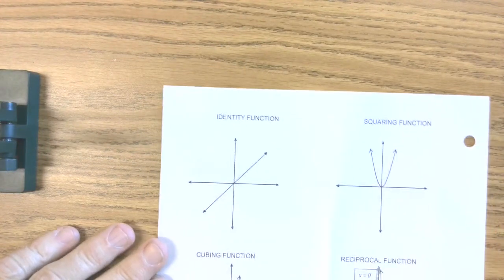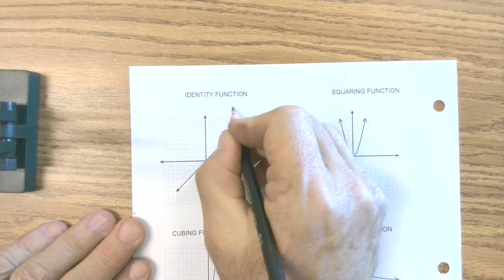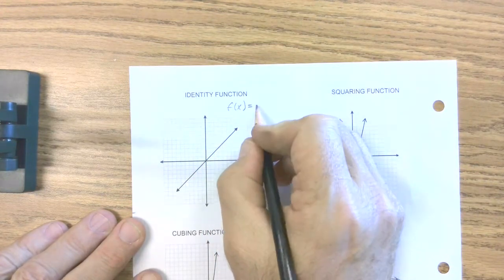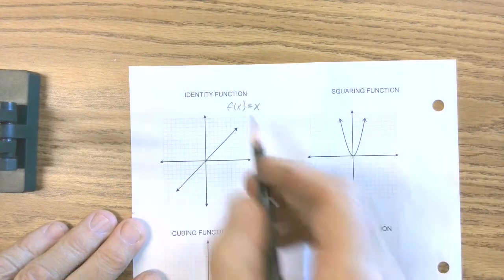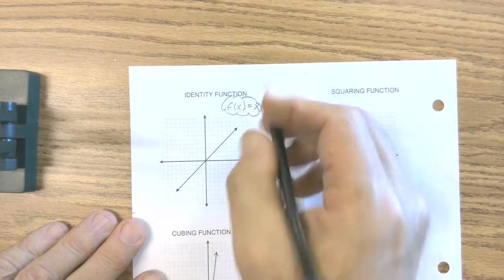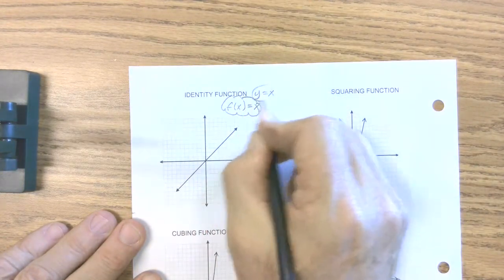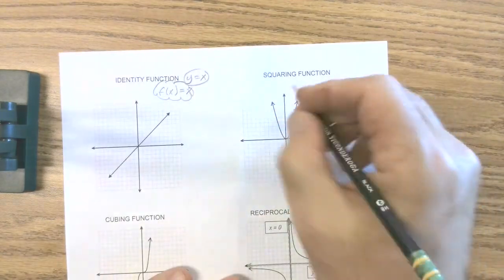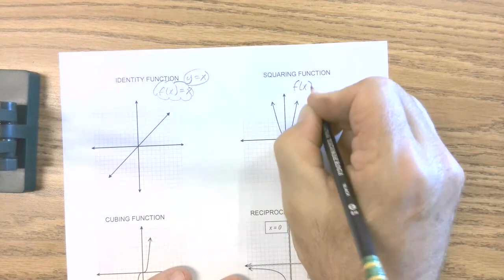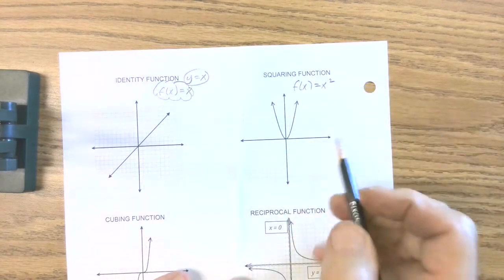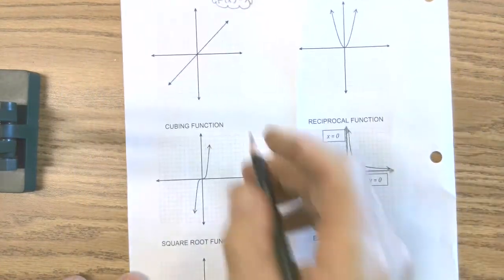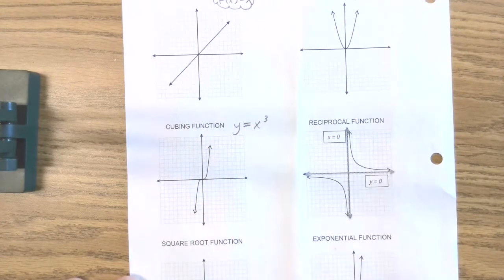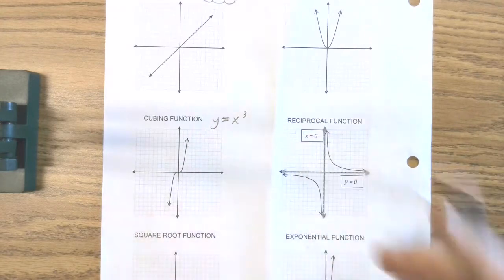I might have to pause this, but identity function is just f of x equals x. Okay, you want to write this down. That's a different way of just saying y equals x, but I'm not going to do that every single time. Squaring function is just your parabola. So we got f of x equals x squared. Cubing function, that is y equals x cubed. Pretty straightforward. I showed you that one in the pre-lesson.